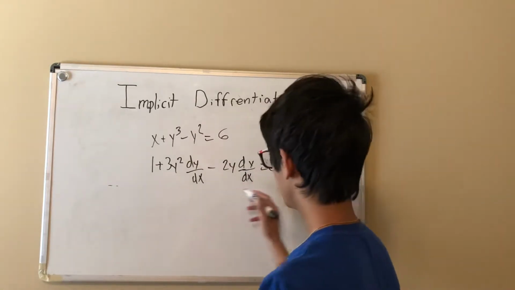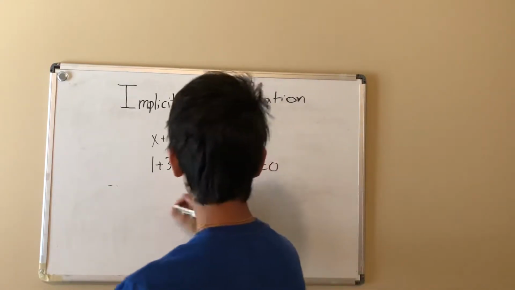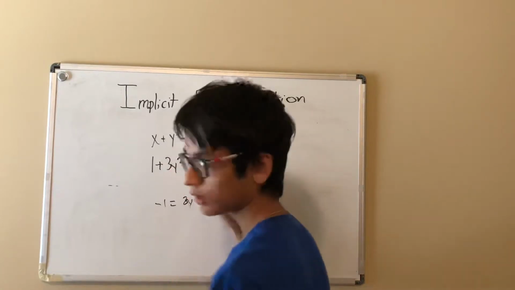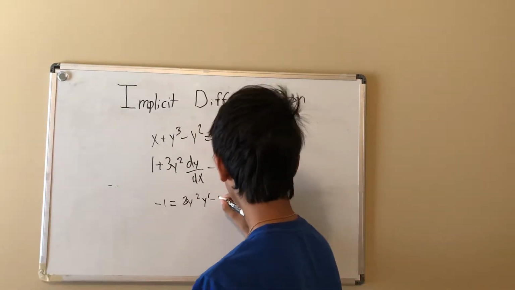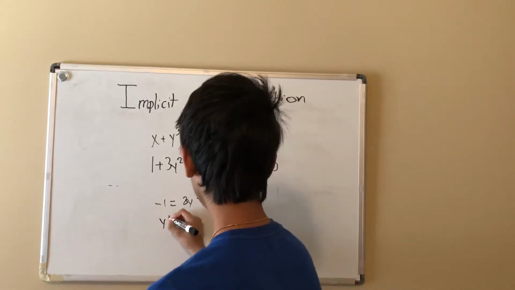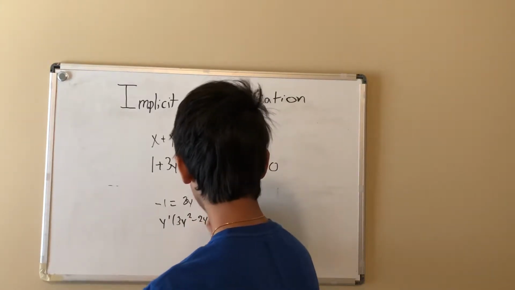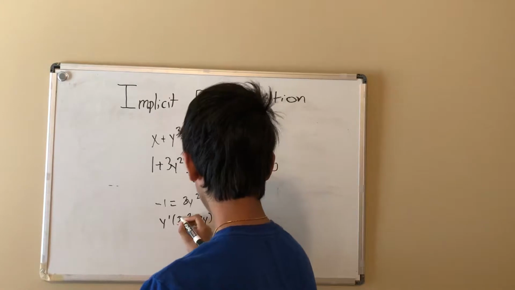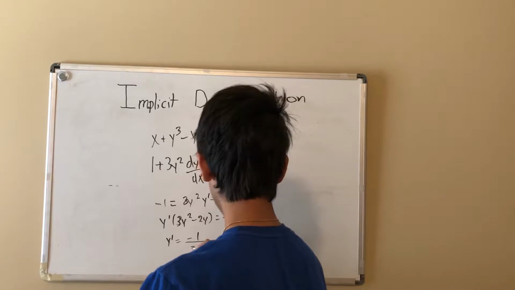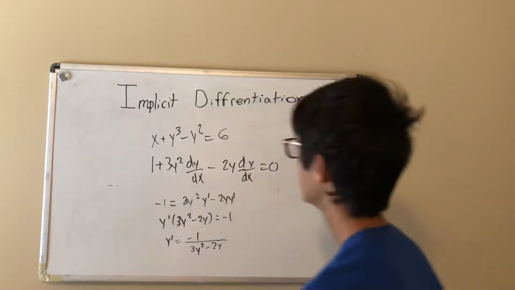And now this isn't the entire thing. Now you need to solve for dy/dx. So negative 1 equals 3y squared dy/dx, which is the same as y prime, minus 2y y prime. You can factor out a y prime. So y prime times (3y squared minus 2y) equals negative 1. And then y prime equals negative 1 over (3y squared minus 2y). And that's your answer.